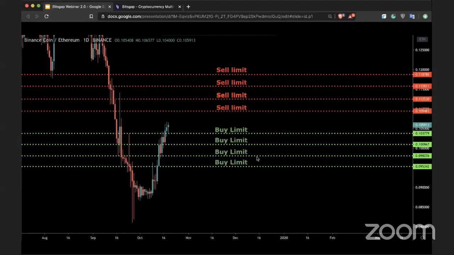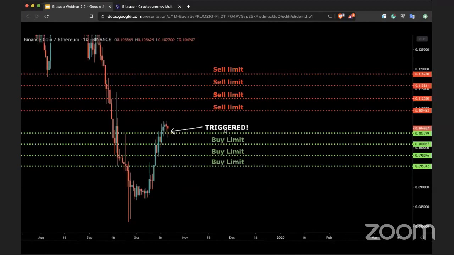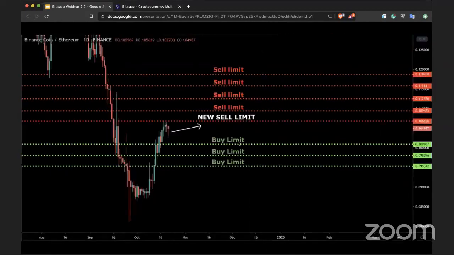As the price is constantly moving upwards or downwards, it will trigger either the sell limit or the buy limit order. If it triggers the sell limit order, then the automated trading bot will place a buy limit order, maintaining the grid spacing. That's another term that you have to keep in mind. The grid spacing is the space between all of your orders. Here's the example. You see that the price has triggered the buy limit order, and as it triggered the buy limit order, it placed a new sell limit order right above the price, maintaining the grid spacing.